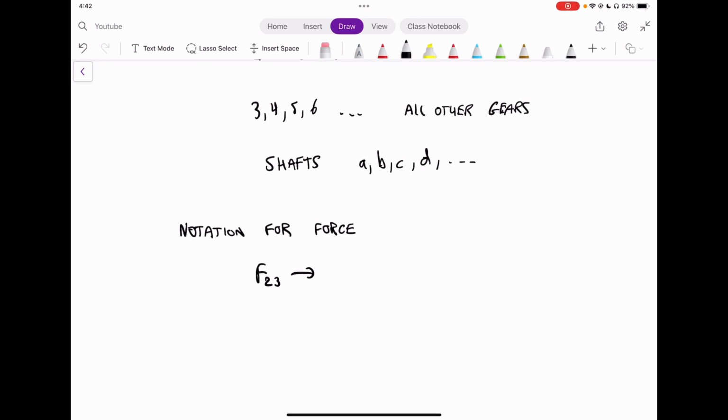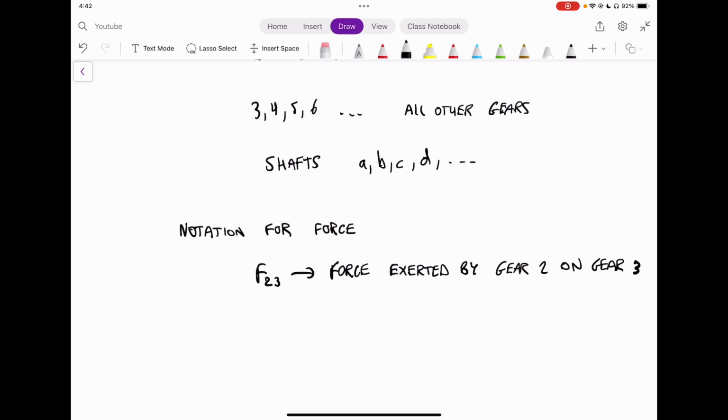But F2,3 is the force exerted by gear 2 on gear 3. So how I like to think about it is I think of F2,3 as F, or force, from 2 to 3. So it's a force that comes from gear 2 to gear 3.